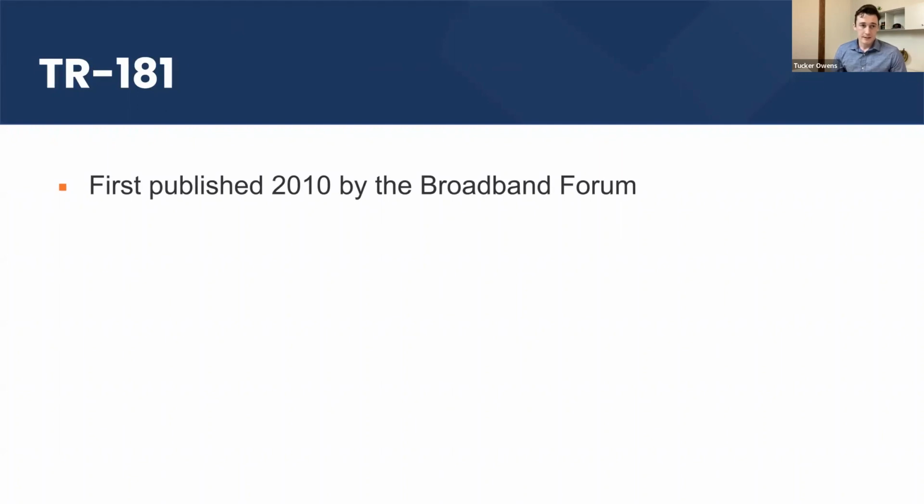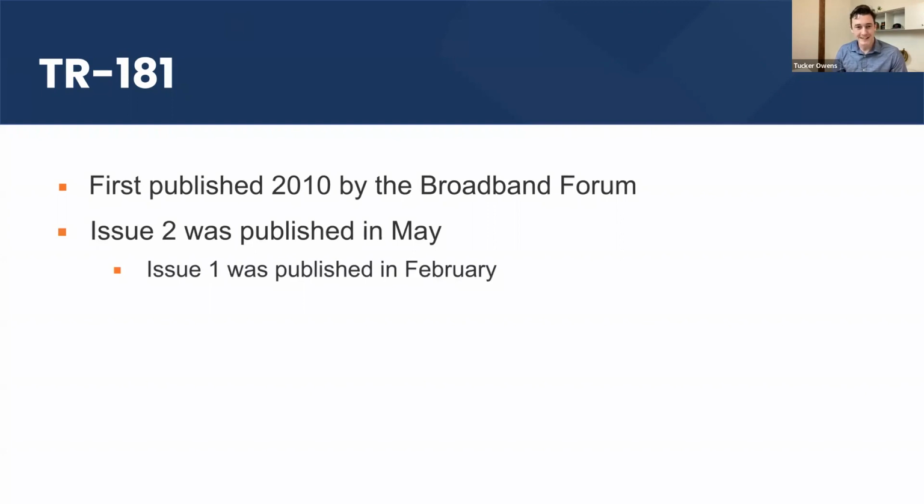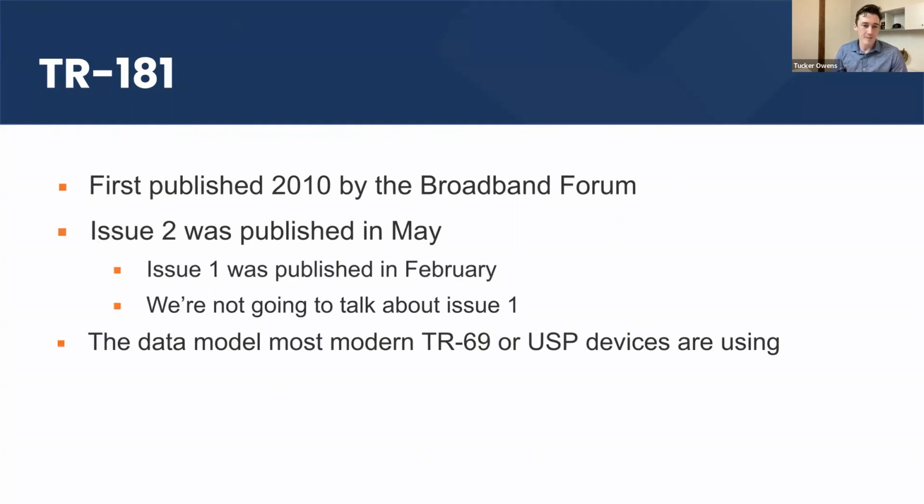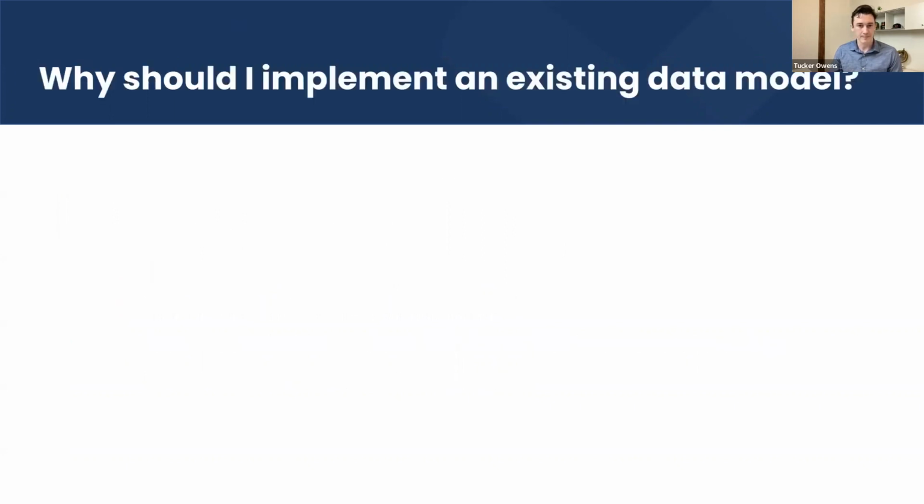So to go a little bit further, today mostly we're going to focus on TR-181, which was first published in 2010. Issue 2 was published in May of that year. Actually, issue 1 was published in February of that same year, but we're not going to talk about issue 1. And TR-181 is pretty much the most modern version of the Broadband Forum data model. Any modern TR-069 device or a USP device should be using TR-181. And in the case of USP, you don't really have any options. There are some older options for TR-069, which you do encounter sometimes, but we're going to focus on 181 for today.